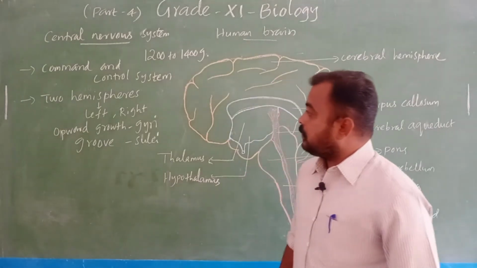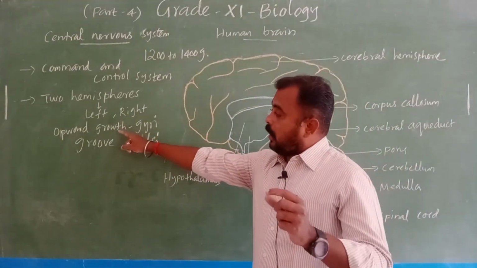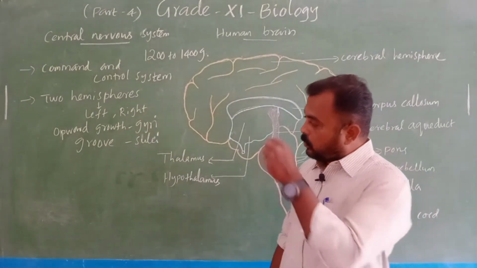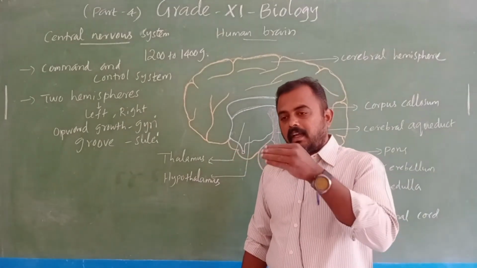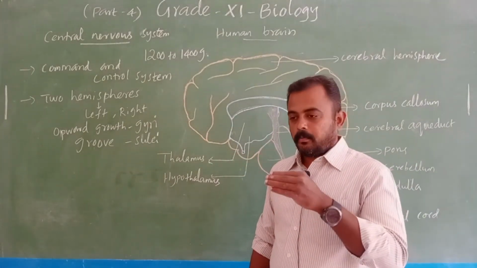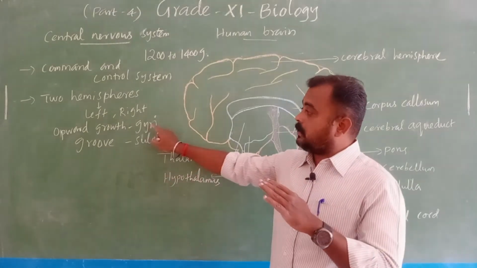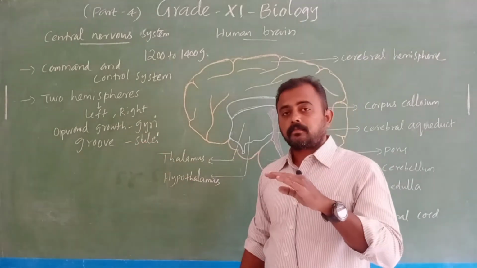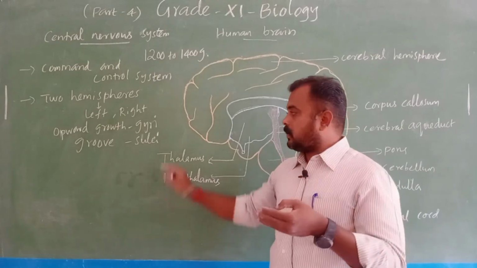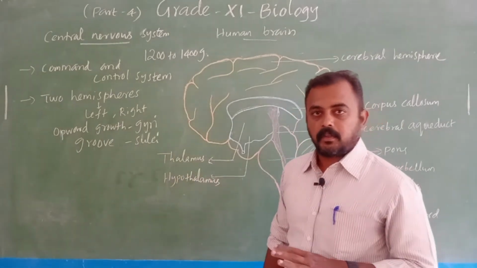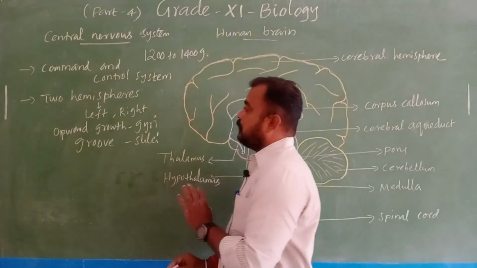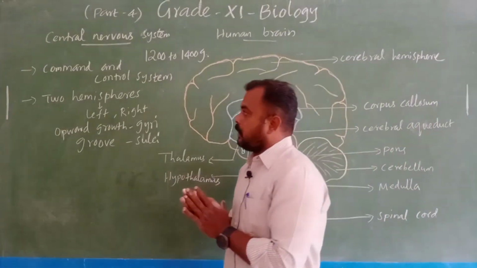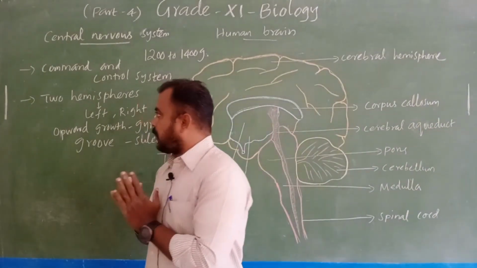Of those folds, the upward growth is called gyri. The groove, which means what? A slight cavity. Here the upward growth is gyri, and the groove, that means a slight hollow, is called sulci. So in the right and left hemispheres we have several folds, called gyri and sulci.